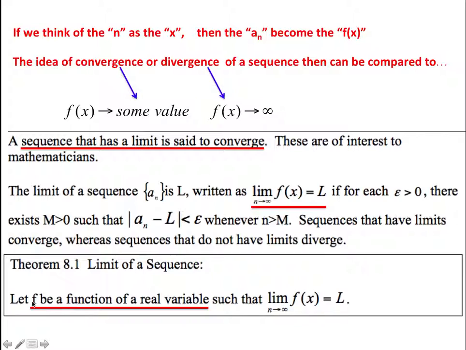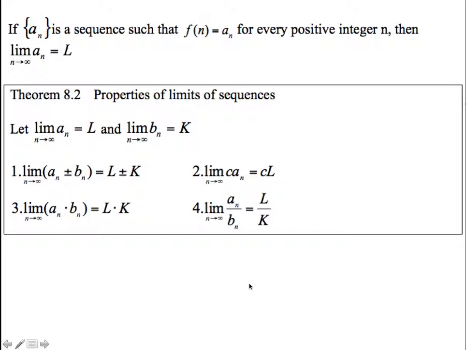So we're going to let f be a function of a real variable. In other words, we're going to swap out the n and put in an f of x, and we're going to find out if it has some finite limit. So when we talk about finding these finite limits of these sequences, then what we basically say is if we can find the limit of that function, then the limit of the sequence itself must be that same value.